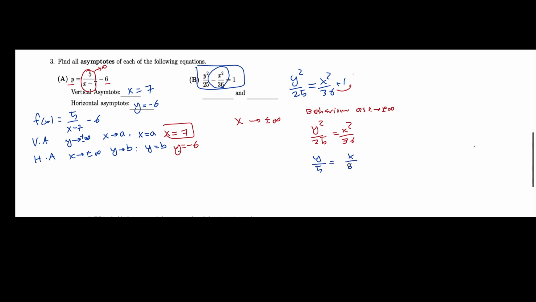Wait a minute, what am I forgetting? Plus and minus, and then solve for y. Basically, y is equal to plus or minus, multiplying both sides by 5, 5x over 6. So one answer is y equal to 5/6 of x. The other one is y equal to negative 5/6 of x.